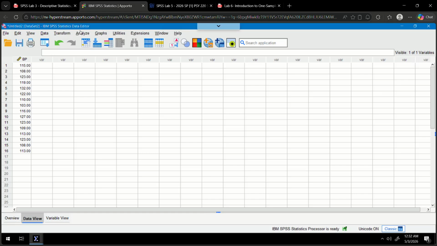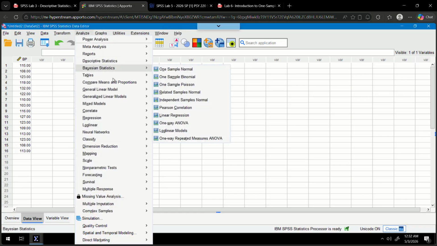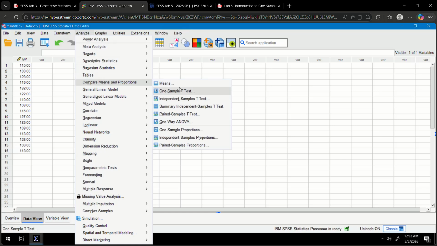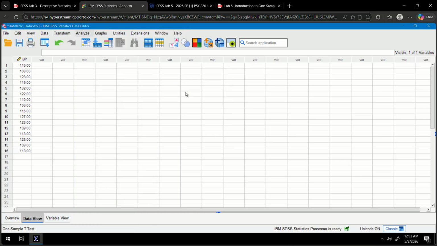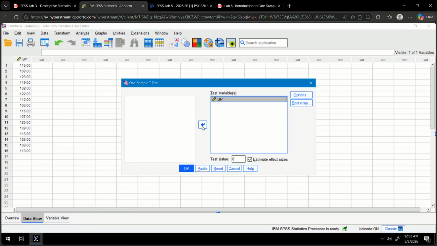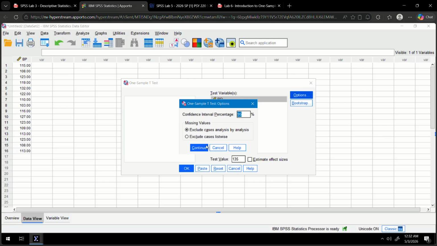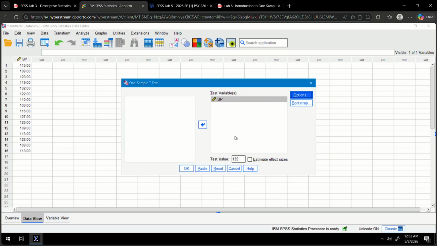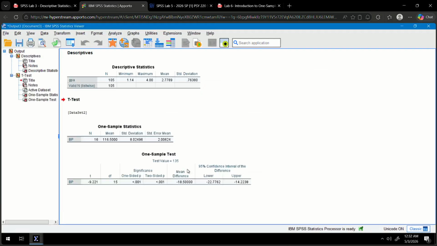So let's do that. Analyze, Compare Means, One Sample t Test. We're going to compare the blood pressure test variable to 135. And we don't need effect size for this. I mean, you could have effect size, but we don't need to have that right now. Make sure that you leave this alone, BP to 135, hit OK. We've done our one sample t test.